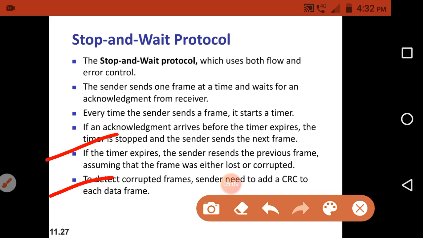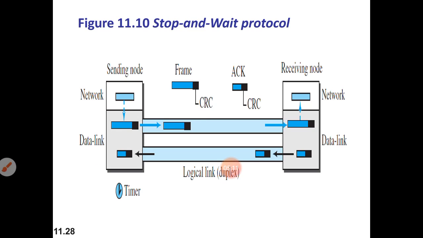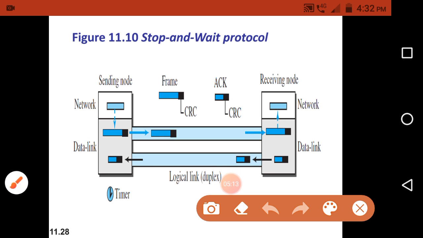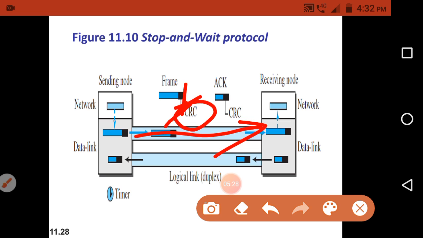The last point is that to detect a corrupted frame, the sender needs to add a CRC to each data frame. The sender adds the CRC, or cyclic redundancy check, to each frame and sends it to the receiving node. Whenever the receiving node receives that frame, it will check the CRC code, that is the cyclic redundancy checksum.